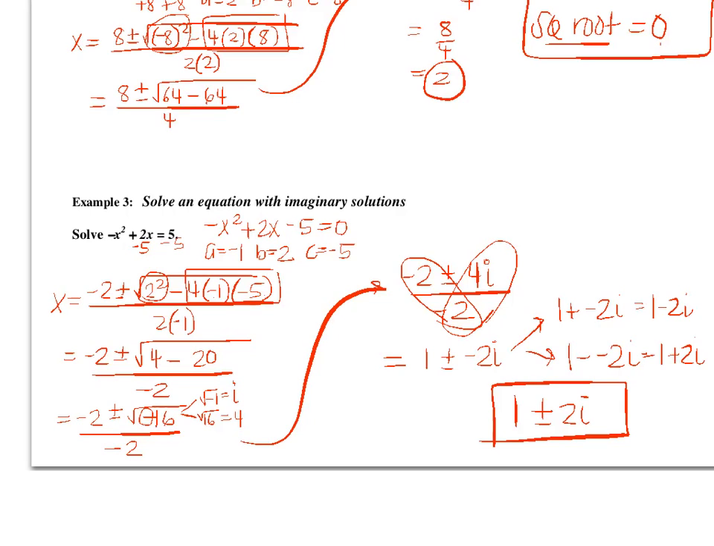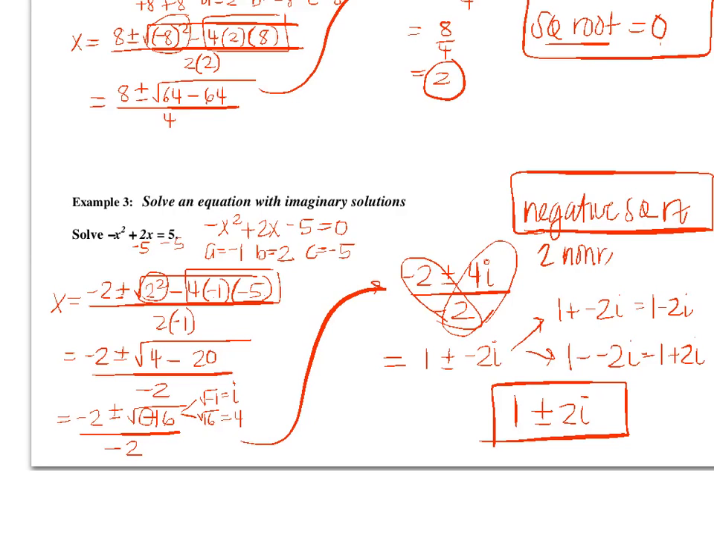Okay, now let's discuss what happened. We had a negative square root, which means I had 2 non-real solutions, or I believe your book calls them imaginary solutions. Imaginary. Okay, so as you're going through, keep that in mind.